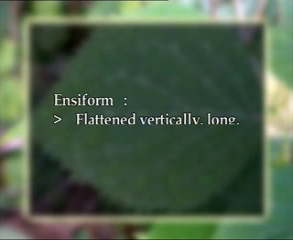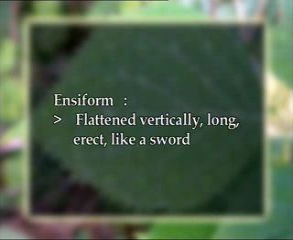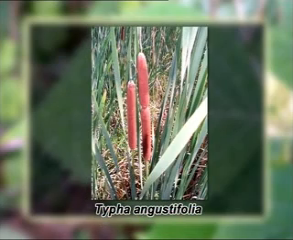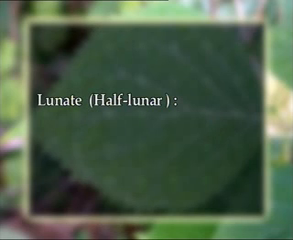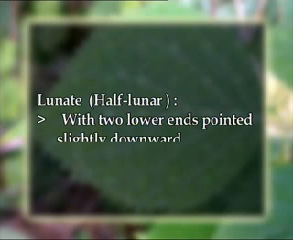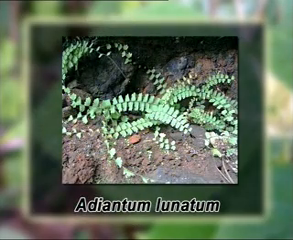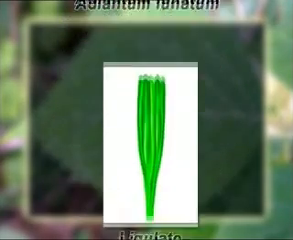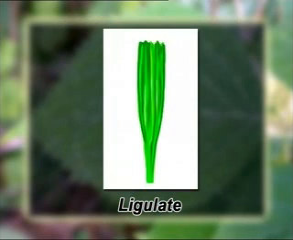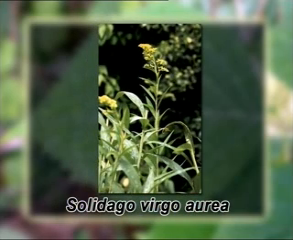Ensiform, flattened vertically, long, erect like a sword. For example, Typha angustifolia. Lunate, that's half lunar, that's half moon in shape, with two lower ends pointed slightly downwards. For example, Adiantum lunatum. Ligulate, narrowly cuneate tongue-like structure with a transversely cut and irregularly lobed or incised tip. For example, Solidago virgaurea.